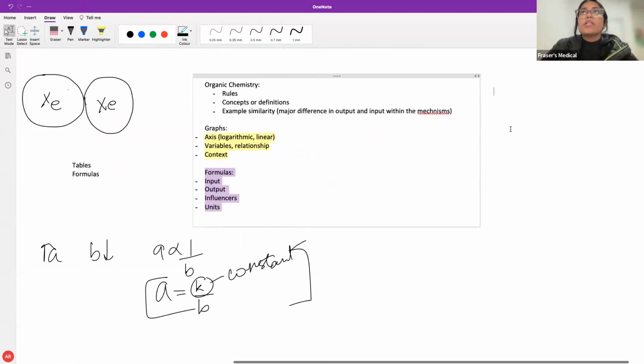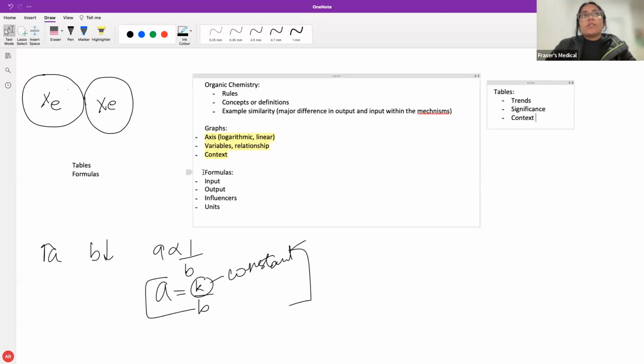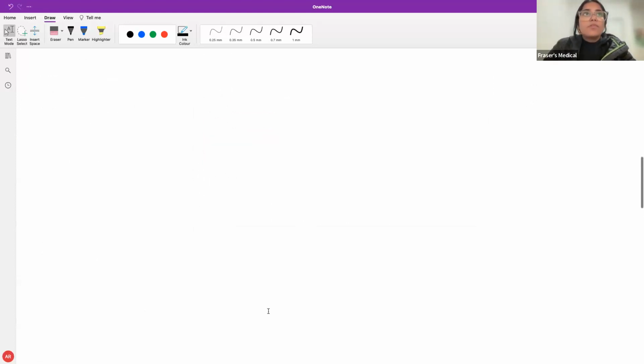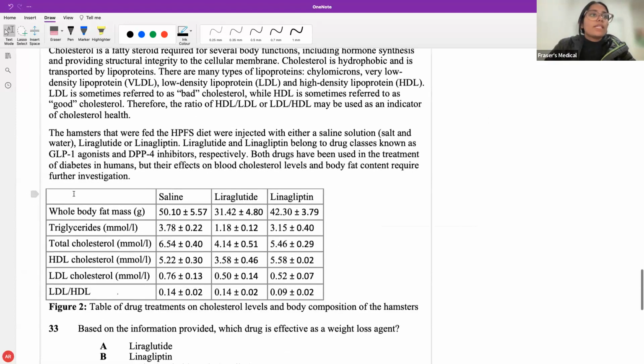The major things you look out for within tables are trends, significance, and context. Context is really important for looking at formulas as well. But in terms of tables, I've got a random one here that I picked up from one of our stems.